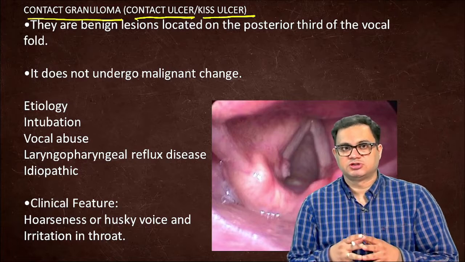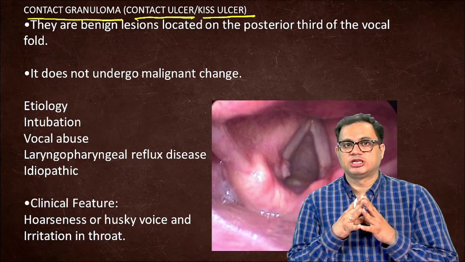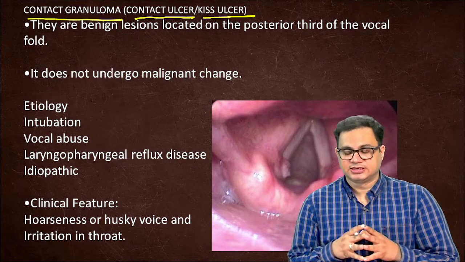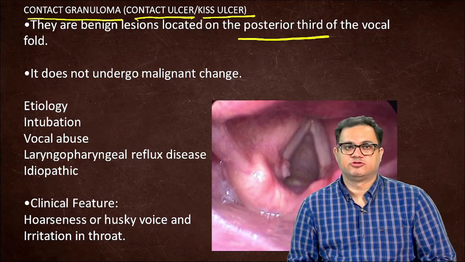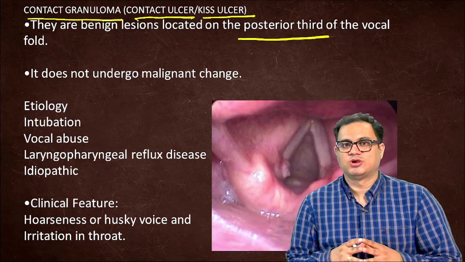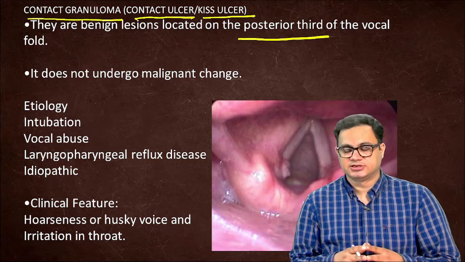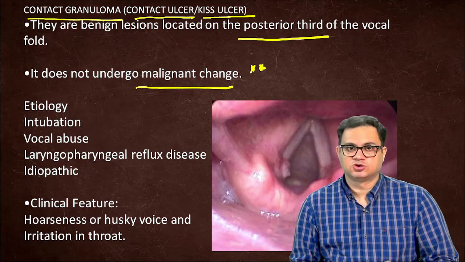So always remember, the contact granuloma or the contact or kiss ulcer, they are totally benign lesions, and they are located in the posterior third of the vocal cord, true vocal cord area. So it does not undergo any malignant change. That is very important. It is not a pre-malignant condition, so it does not undergo any malignant change.